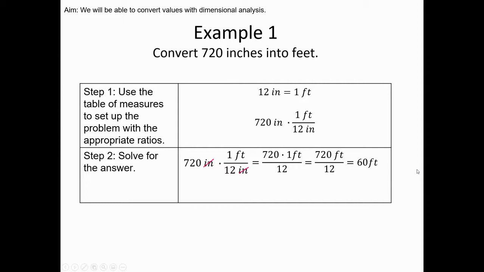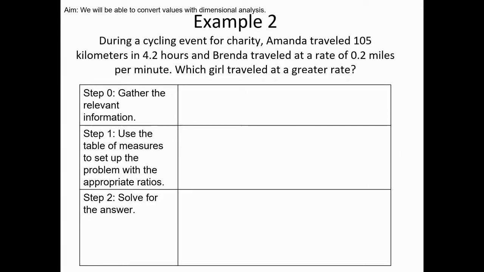You're probably thinking, that's not too bad. That wasn't a hard problem. How can it get worse? Here, let me show you. For example 2, here's a bit more of a complicated situation where we're talking about a cycling event for charity. Amanda traveled 105 kilometers in 4.2 hours, and Brenda traveled at a rate of 0.2 miles per minute. Which girl traveled at a greater rate, or which girl traveled faster on average?